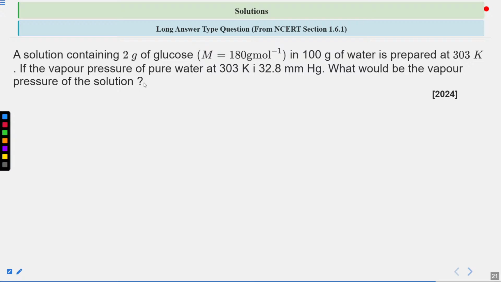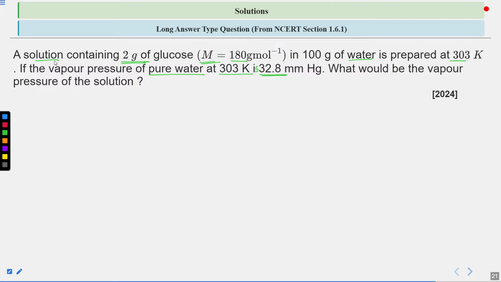This question is again a long answer type question, and this covers the NCERT section 1.6.1 in the solution chapter in our NCERT textbook. The question says that a solution is containing 2 gram of glucose. The molar mass is given as 180 grams per mole in 100 gram of water. Now, this is prepared at 303 Kelvin temperature. If the vapor pressure of the pure water at 303 Kelvin is 32.8 mm of Hg, what would be the vapor pressure of the solution?